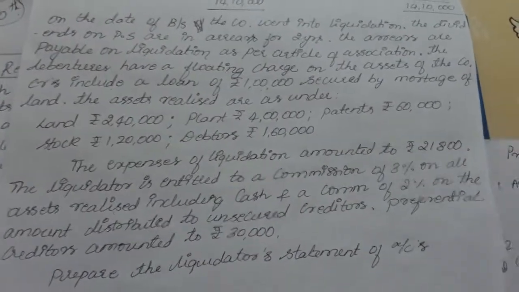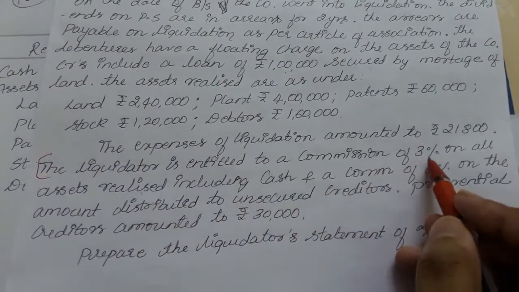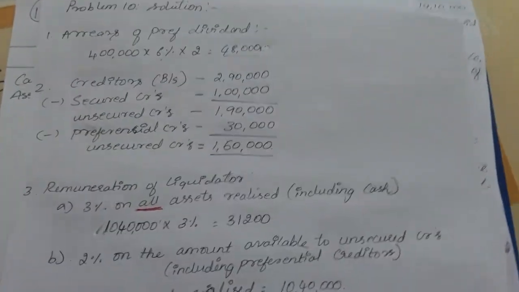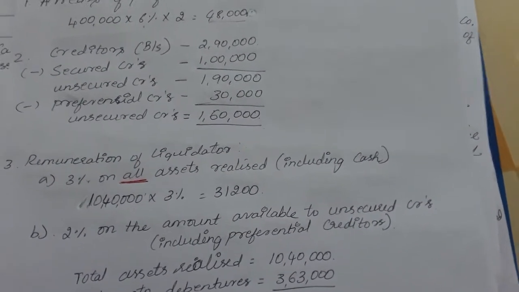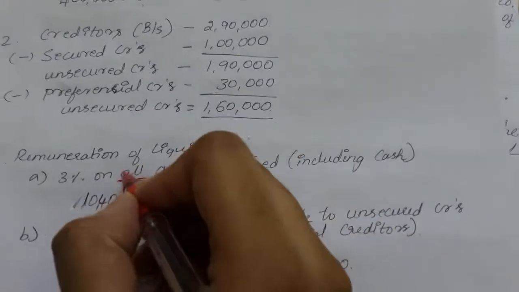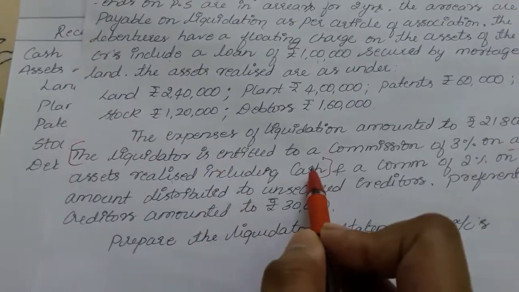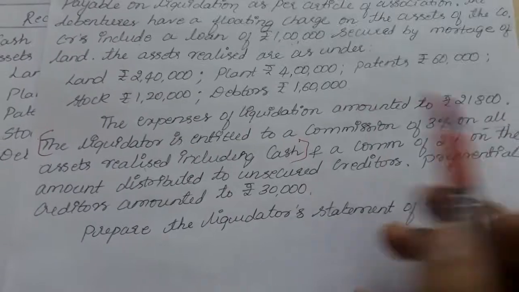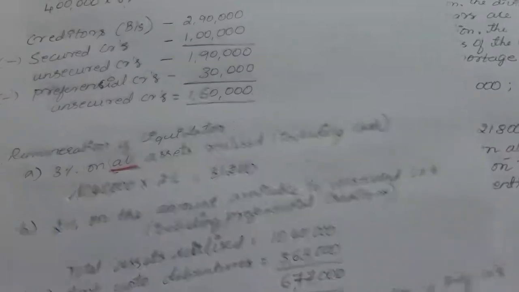First you will be seeing from here. The liquidator is entitled to a commission of 3% on all the assets including cash. As I said previously, if they give amount realized, you are supposed to take the cash also. But here they have given assets realized and also all the assets realized. If they give only assets realized, you will not be taking cash. If the question doesn't mention including cash and they give only assets realized, cash will be excluded. If they give all the assets realized, even if including cash is not mentioned, you are supposed to take the cash value.